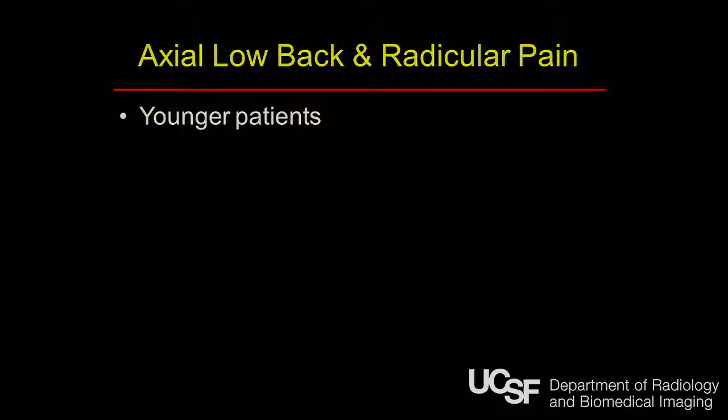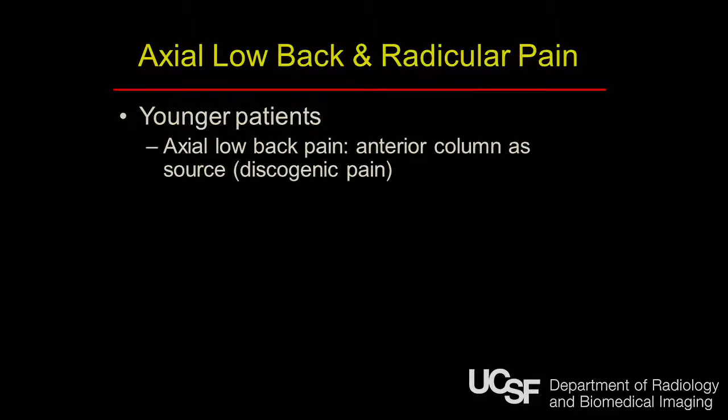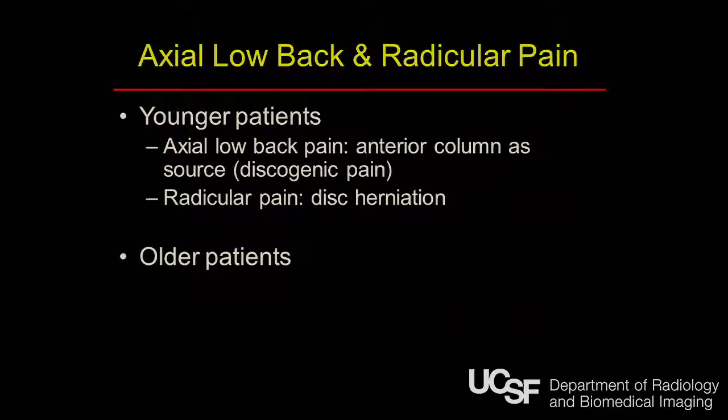So let's talk about the two major sources of low back pain and associated radicular pain. In younger patients, the anterior column tends to be a source of low back pain, and typically it's discogenic pain that causes pain in younger and middle-aged patients. In those patients who have radicular pain, it's commonly due to a disc herniation.